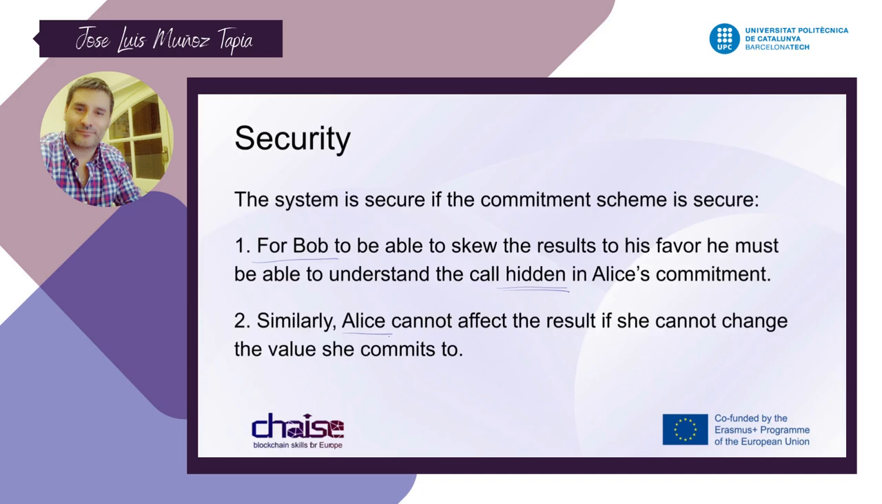So Alice cannot change. If Alice said heads, she must stay with heads. She cannot change it. And this is the property of binding. Okay. So by the properties of binding and hiding, tossing a coin remotely with commitments is a secure way of doing it.